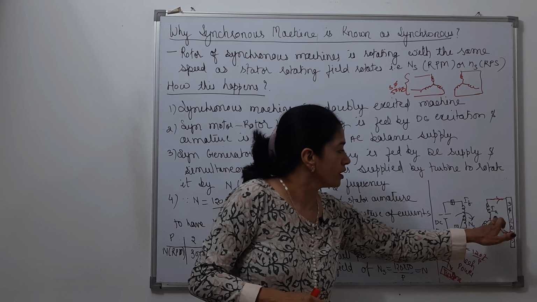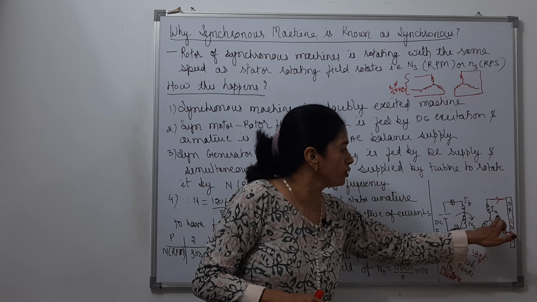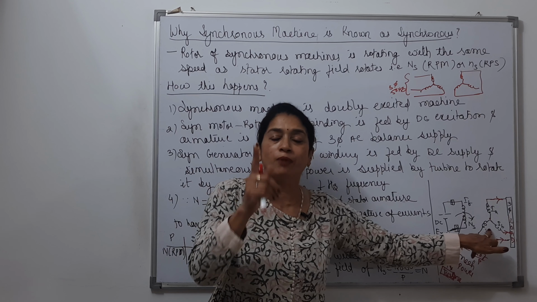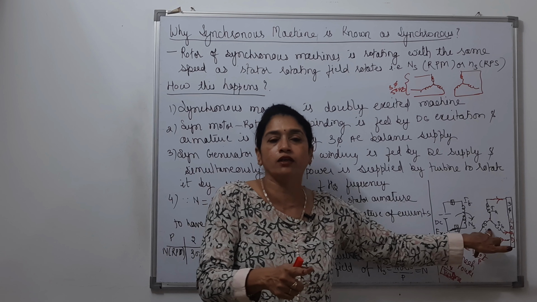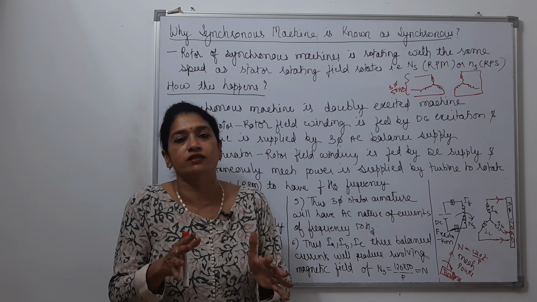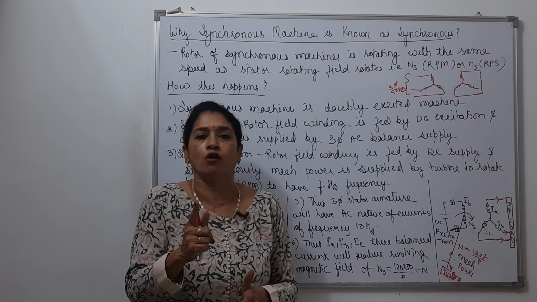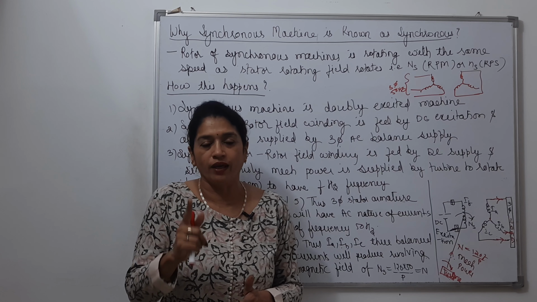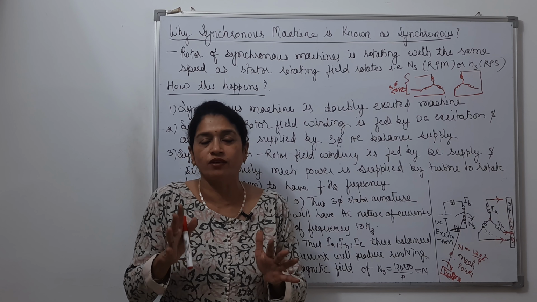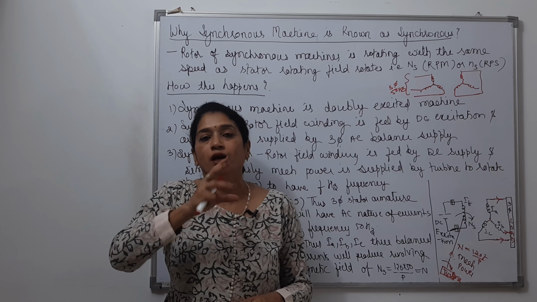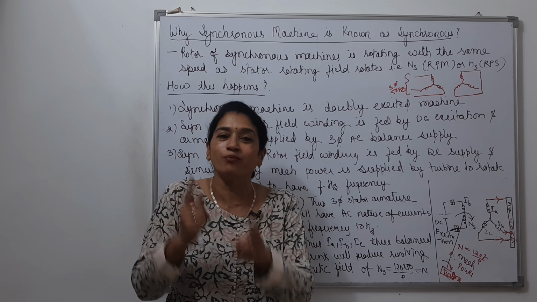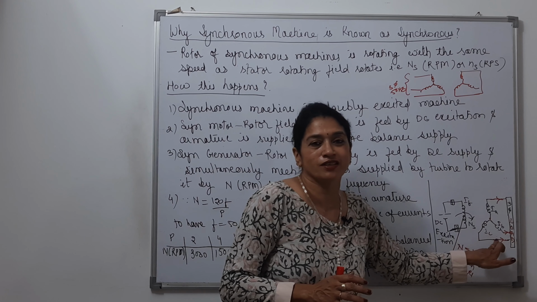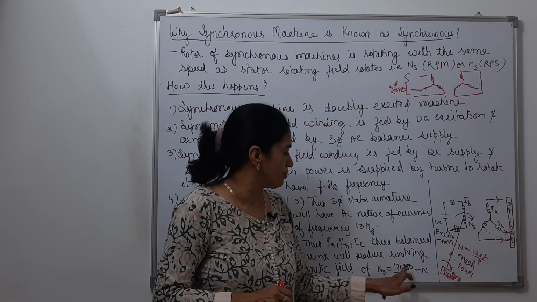So the current flowing through these three phases at 50 hertz would produce three balanced fluxes of 50 hertz, and those three balanced fluxes are going to produce one single revolving magnetic field whose magnitude would be 1.5 times the maximum flux. That would be the magnitude of one resultant revolving magnetic field, and that revolving magnetic field would again be rotating proportional to the current's frequency, which is 50 hertz.